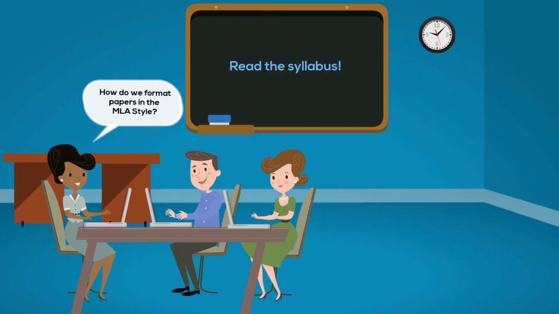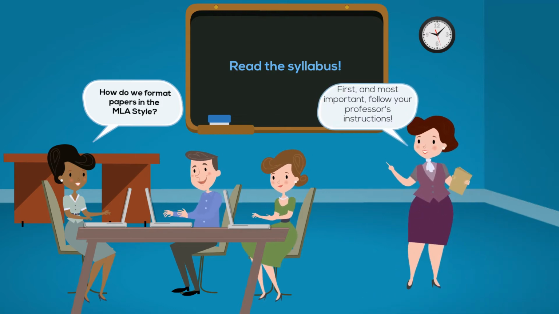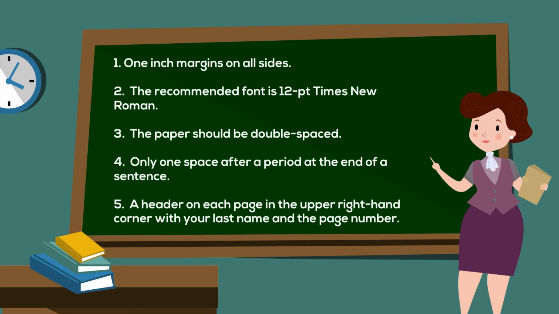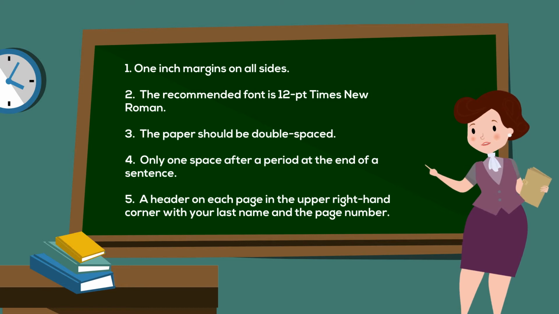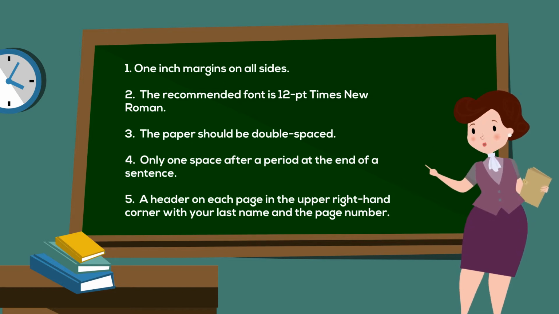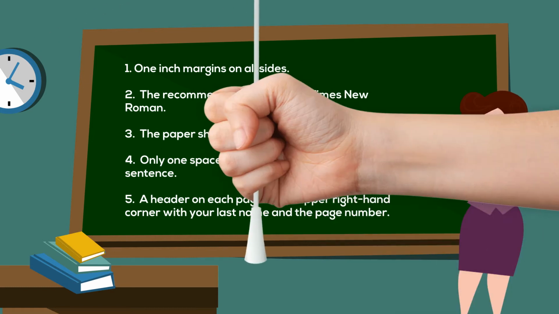How do we format papers in the MLA style? First, and most important, follow your professor's instructions for the assignment. Here are the general guidelines for an MLA essay. 1-inch margin on all sides. The recommended font is 12-point Times New Roman. The paper should be double-spaced. Only one space after a period at the end of a sentence. A header on each page in the upper right-hand corner that includes your last name and the page number.